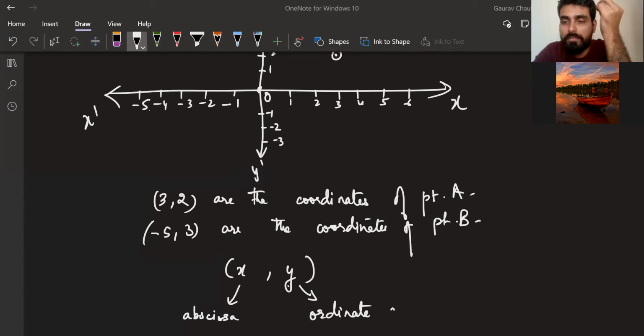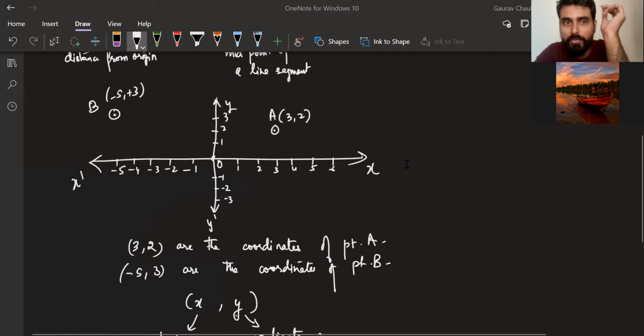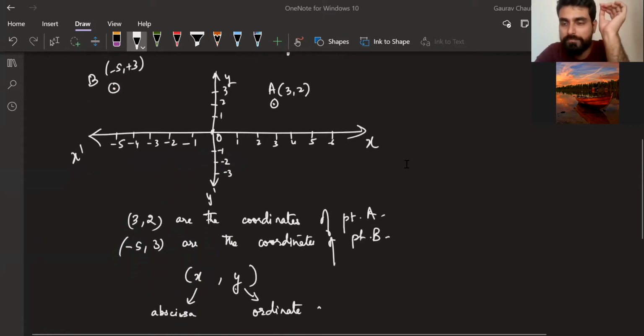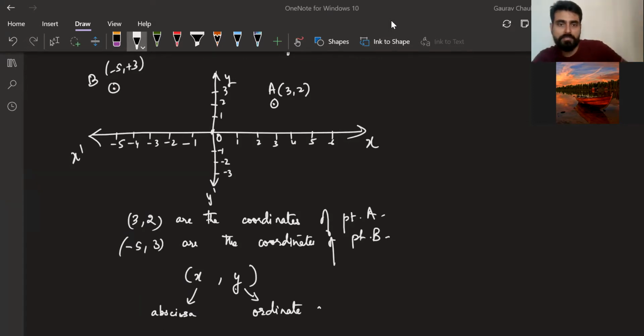Sir, is this revision or we should copy, sir? Good question, Riza. I think this much we can quickly copy down. Okay, yeah, sir. I'll give you 1 minute to quickly copy down. It can be rough, but just quickly copy down.